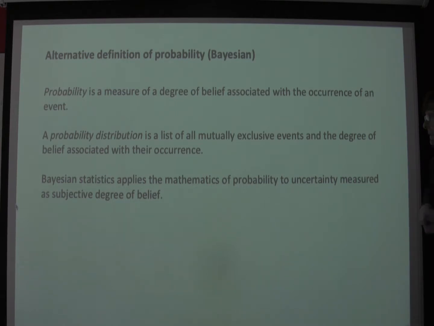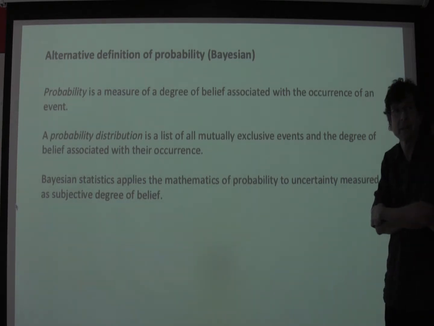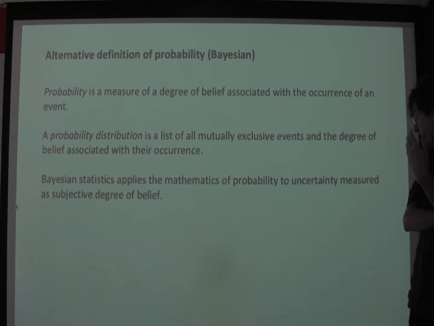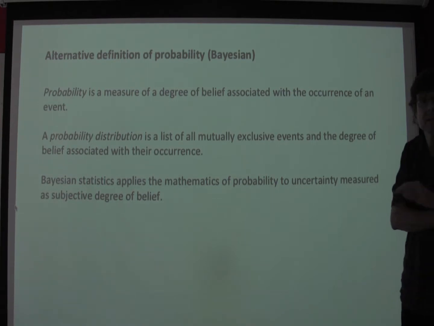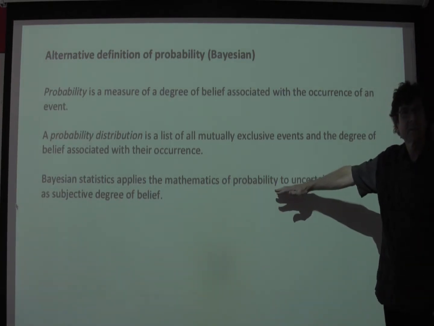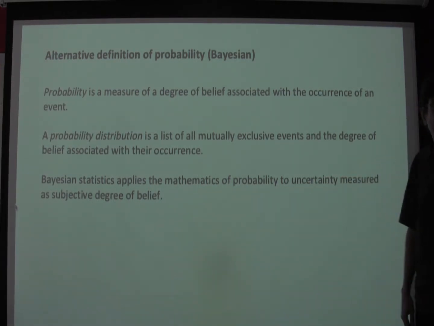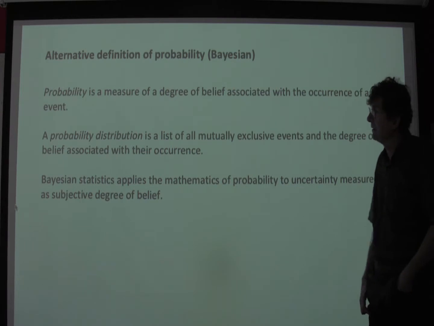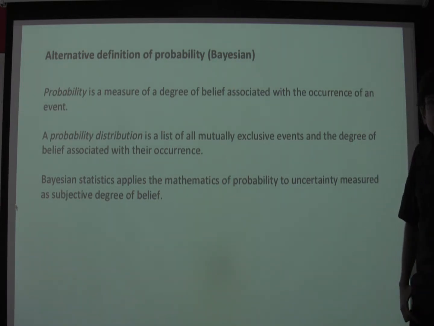So Bayesian statistics applies all the mathematics of probability, which were developed based on the definition of probability as a long-run frequency. All the mathematical machinery works for this alternate definition of probability. And Bayesian statistics is basically the development of all these methods to calculate that measure of uncertainty, where uncertainty is now defined not as a long-run frequency, but as a subjective degree of belief.